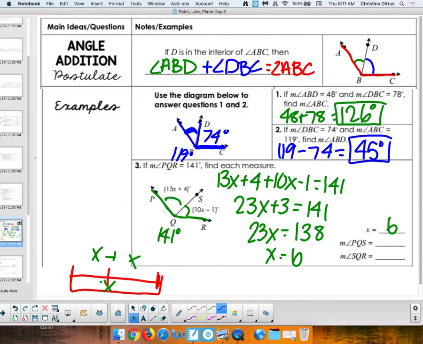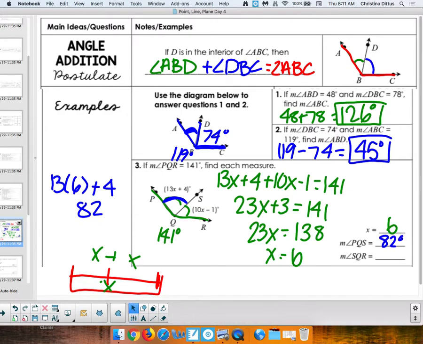I also want to know, this M stands for measure, the measure of angle PQS, which is right here. How can I find how much that is? Plug it in. So I'm going to take 13 times 6 plus 4, and how much does that give me? 82. 82? That's right? Yep. Okay. 82 degrees.